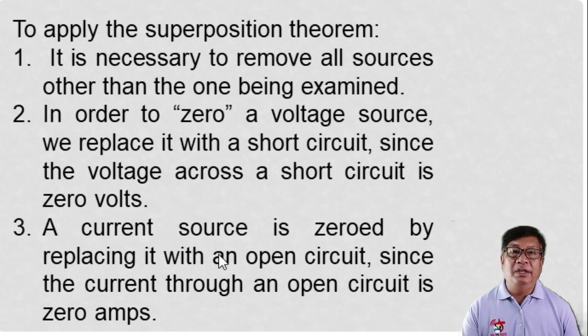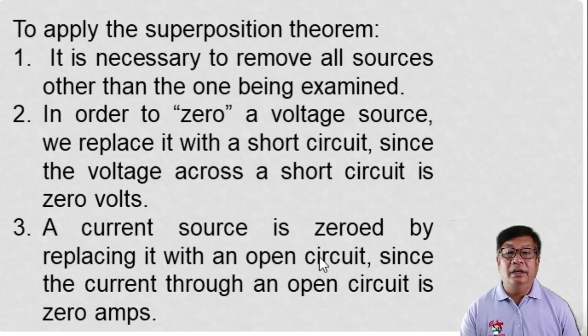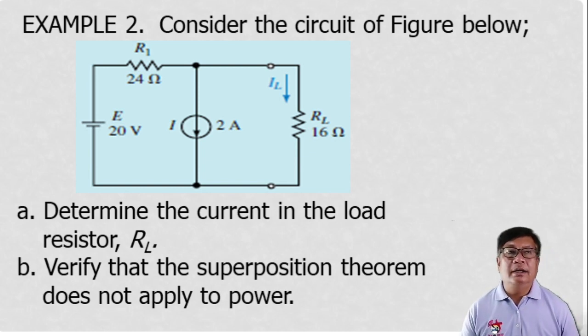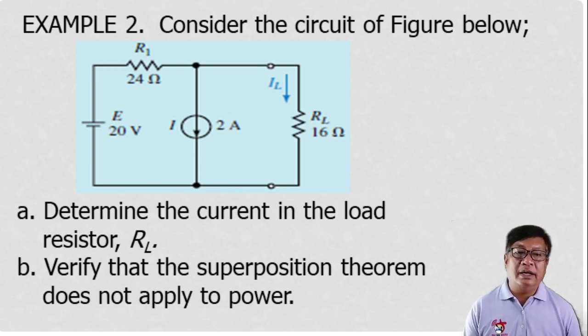But if the source is a current source, then it will be zeroed out. And how do we zero it out? You have to replace it with an open circuit. Okay, so that is how you're going to analyze individual sources, either voltage or current sources.